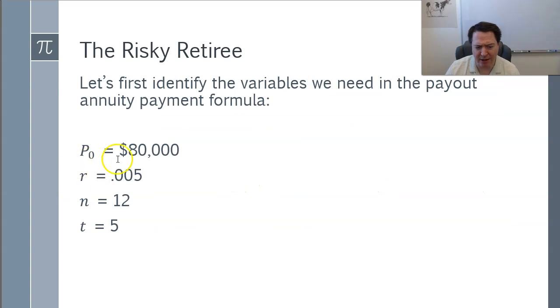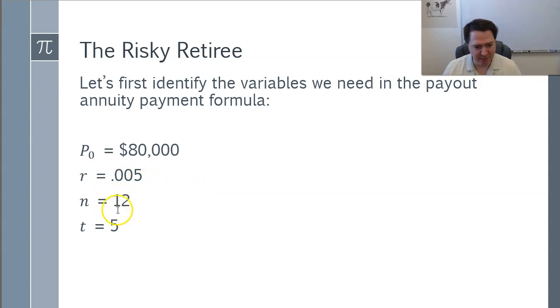Let's make sure we're identifying all those variables correctly. So we've got $80,000 for their principal. Their interest rate is not 0.05, it's 0.005. So when we see that 0.5% interest and we move that decimal place over 2 places, that's 0.005. So be very mindful of that as you're transforming these percentage interest rates into decimal interest rates.